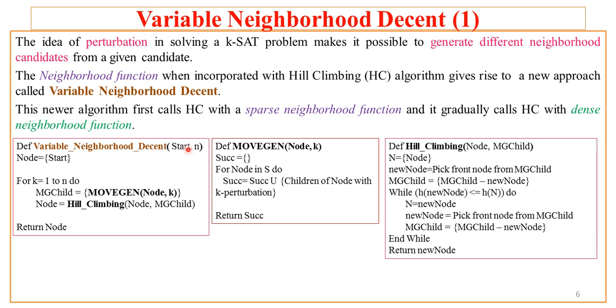It takes two arguments, start and the maximum perturbation allowed, that is n. So the current node is start, then perturbation will be gradually increased from 1 to n.